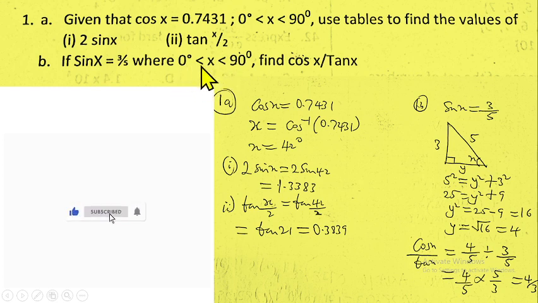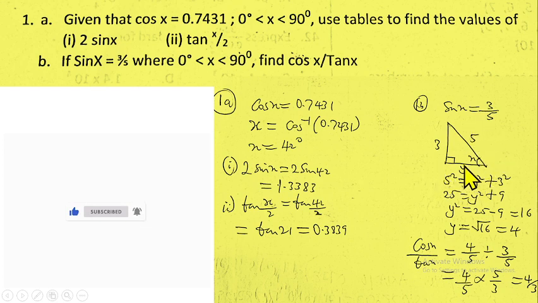Question number 1b is saying that if sine x is 3 over 5, where our angle x is between 0 degrees and 90 degrees, we have to find cos x over tan x. So from there, we have to draw our right-angled triangle. Then you locate this angle x in the triangle. Sine is opposite over hypotenuse. The opposite of this angle is this side, so you put your 3 there. The hypotenuse is this side, so you put your 5 there.